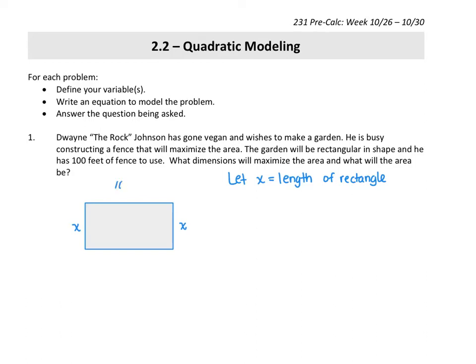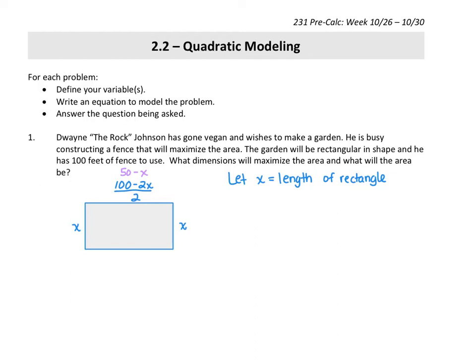100 minus 2x. 100 feet, take away the 2x I already used on the left and on the right, and then with what's left over, I'm going to divide by 2 because I still have two sides to cover. So that's going to be my width. And if I simplify this, 100 divided by 2 is 50, minus 2x divided by 2 is 1x. That's going to simplify to 50 minus x.